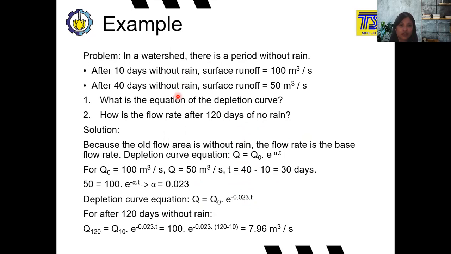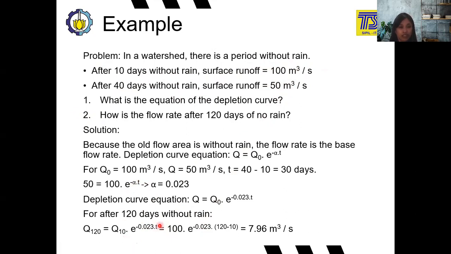How about if there's no rain in 120 days? So we have to calculate the surface runoff. From the data, we already know that after so many days without rain, the surface runoff will be decreasing. For example, here we have 10 days without rain, we have 100 surface runoff, but after 40 days, we only have like 50 meter cube per second. Of course, after 120 days, the surface runoff will also be decreasing.